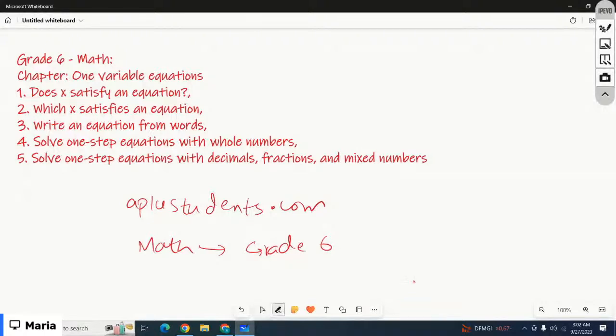Please make sure you have your notebook and pencil so that you can note down the important examples and definitions as well. What do you know about a one variable equation? What is a one variable equation? An equation that involves only one variable.